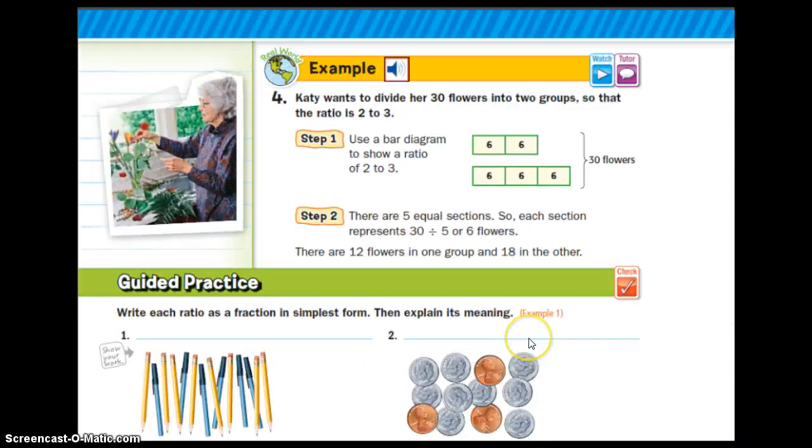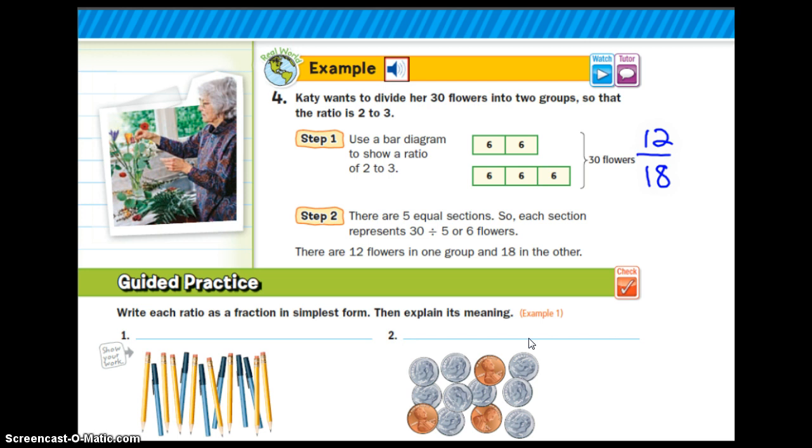Turn the page. Again, most of our problems involve real world problems. In this case, Katie wants to divide her 30 flowers into 2 groups so that the ratio is 2 to 3. We can use a bar diagram to do this. We know that one of the groups of flowers, now again it's 2 different flowers, so we're going to have 12 in one group and 18 in another. In this case, we have 6 and 6, which is 12. 6, 6, and 6 is 18.